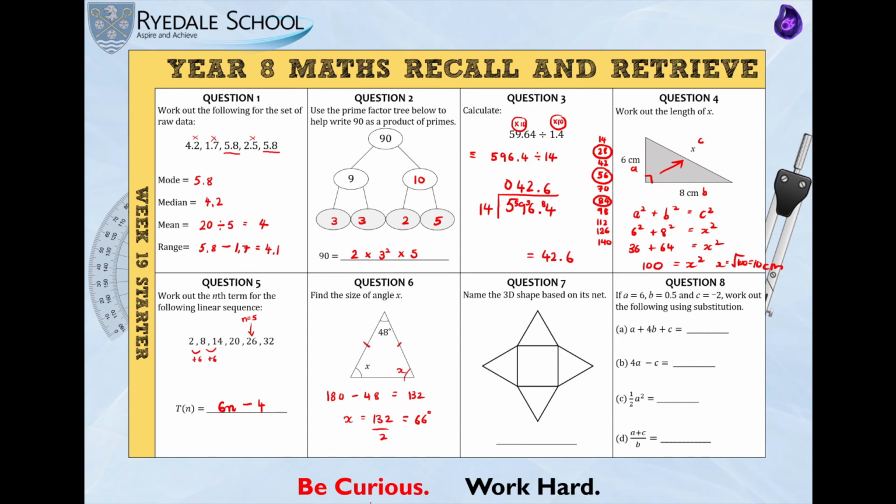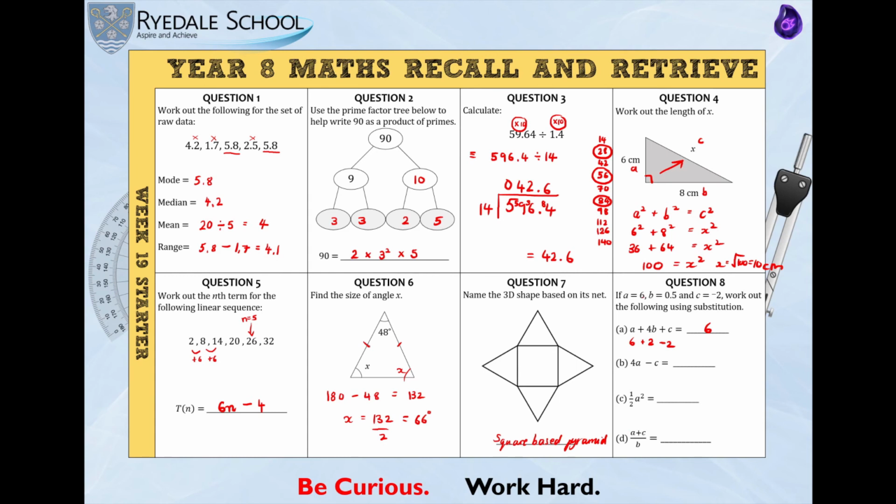Question 7 says name the 3D shape based on its net. Well, you can see it's square-based. It is a square-based pyramid. Finally, question 8 is a substitution question. A is 6, B is 0.5 or a half, C is -2. Work out the following. So we've got 6 plus 4 0.5s, which would be 2, and then take away 2. So that one's just 6.